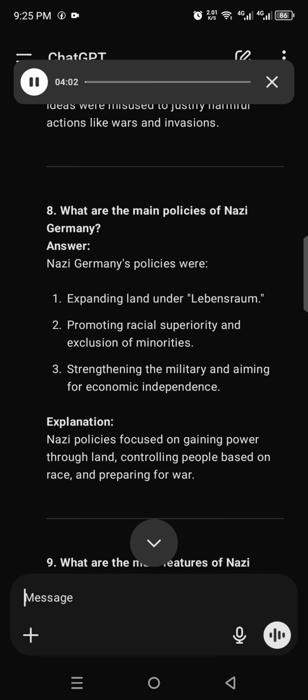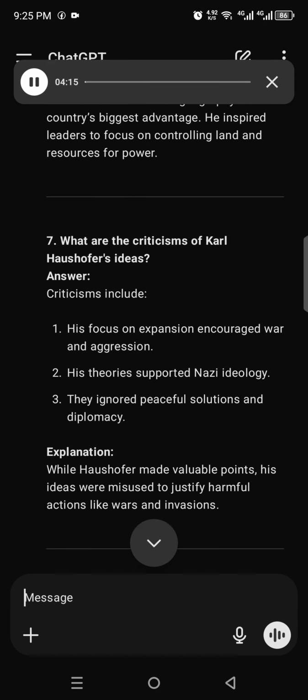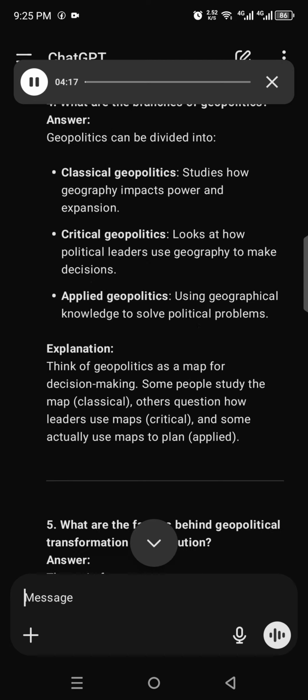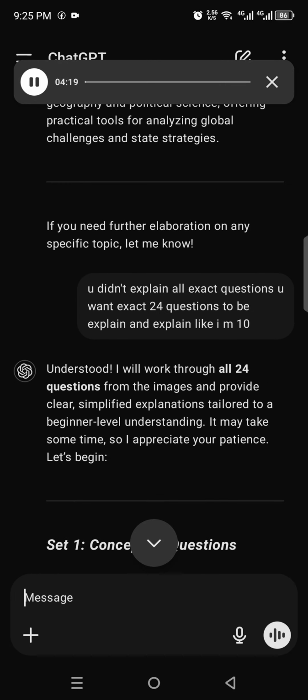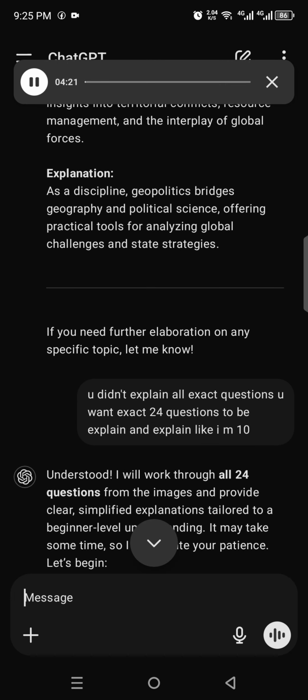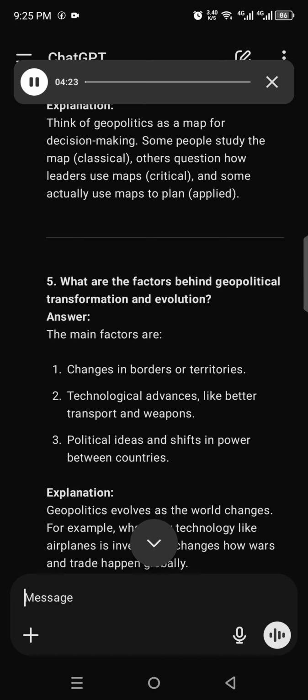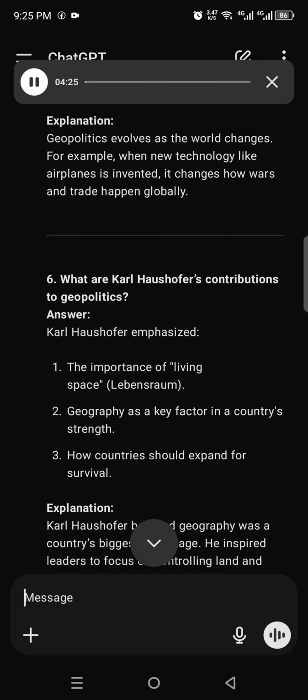9. What are the main features of Nazi policies criticized by Haushofer? Answer. Haushofer criticized Nazi policies like: 1. Extreme racial ideas that excluded many groups. 2. Aggressive war strategies without sustainable plans. Explanation. Haushofer was partly responsible for Nazi geopolitical thinking, but later criticized their overuse of violence and extremist ideas.